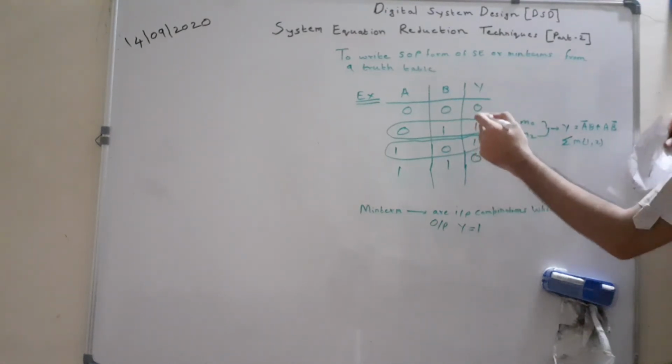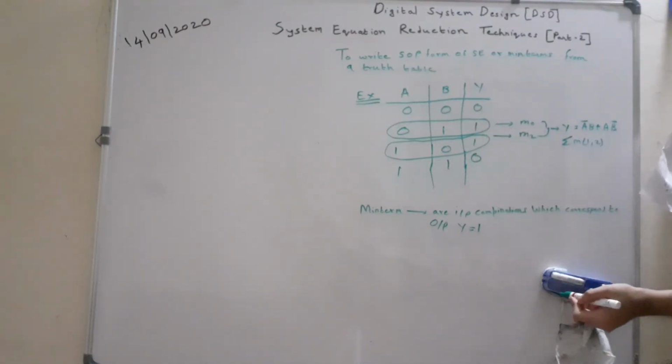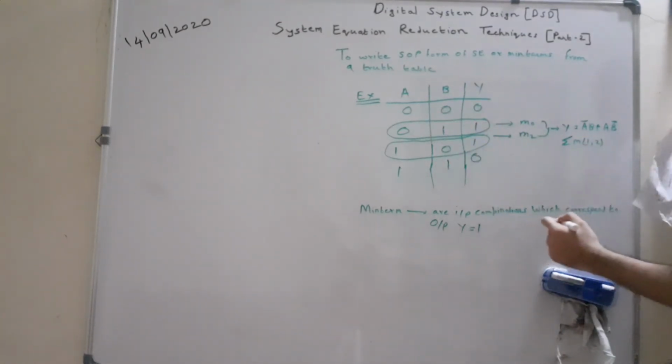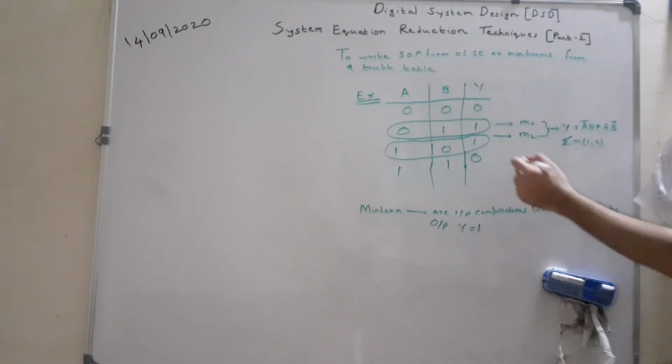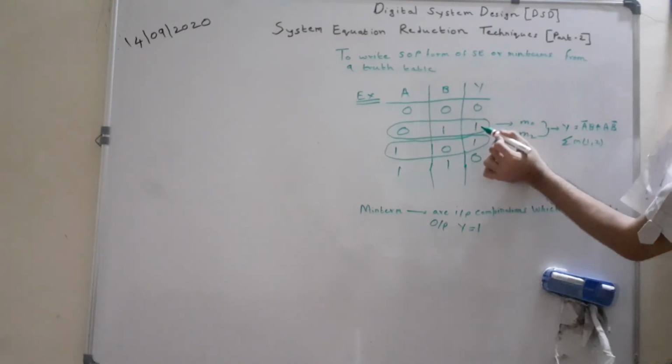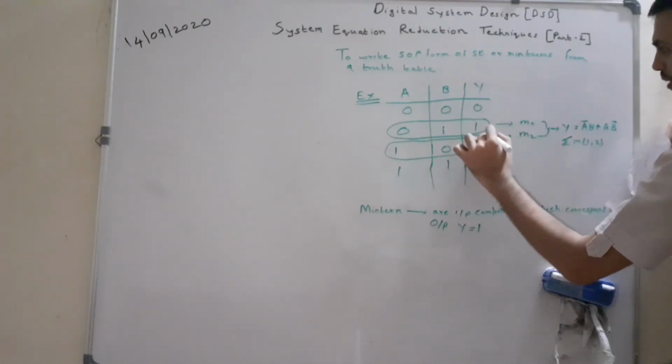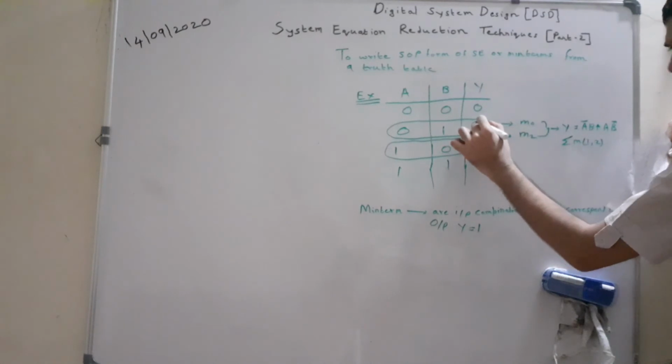So I have written it. Now what is a min term? I discussed earlier, min terms are input combinations. These are input combinations which correspond to output level 1. So let us group those terms whose output is 1. This encircled term is your entire min term over here. So this corresponds to logic level 1.